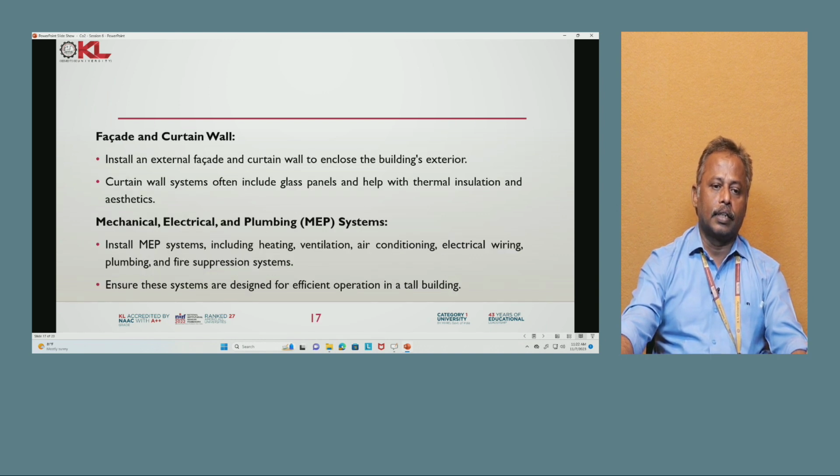Then facade and curtain wall. Install the external facade and curtain walls to enclose the building's exterior. Curtain wall systems often include glass panels and help with thermal insulation and aesthetics. Next, mechanical, electrical and plumbing systems. Install the mechanical, electrical and plumbing systems, including heating, ventilation, air conditioning, electrical wiring, plumbing and fire protection systems. This ensures these systems are designed for efficient operation in the tall building.